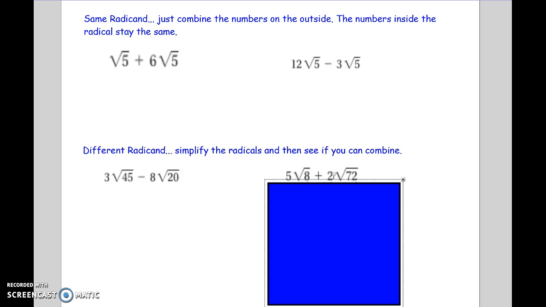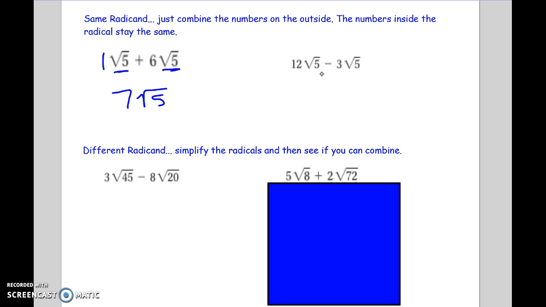So let's look at this one. It says the square root of 5 plus 6 square root 5. Well, we can assume that this is 1 square root 5. So since they have the same radicand, we know that we can combine them. So it becomes 7 square root 5.